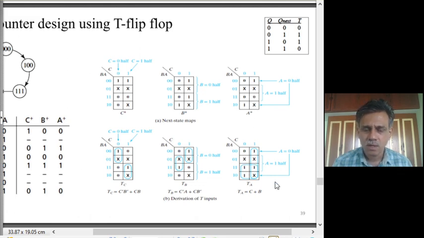That's it. Now you can find out that TA, see there is one coverage here, that is nothing but C. There is another coverage here, nothing but B. So C plus B is the value of TA.